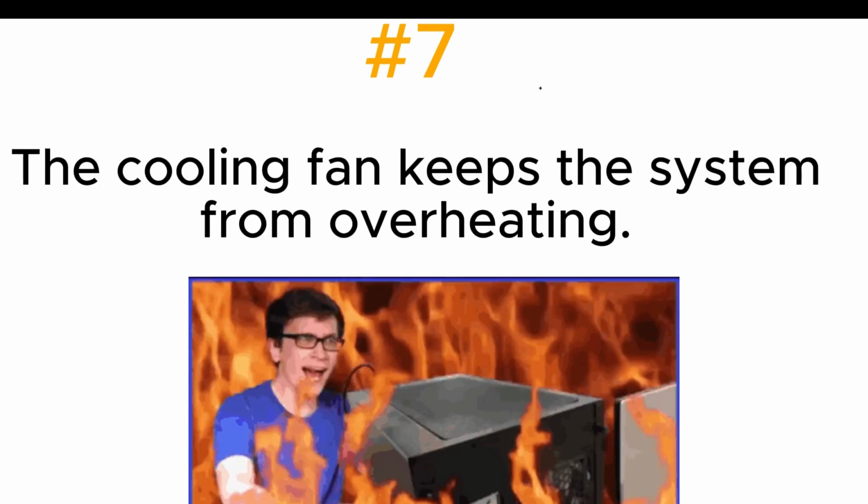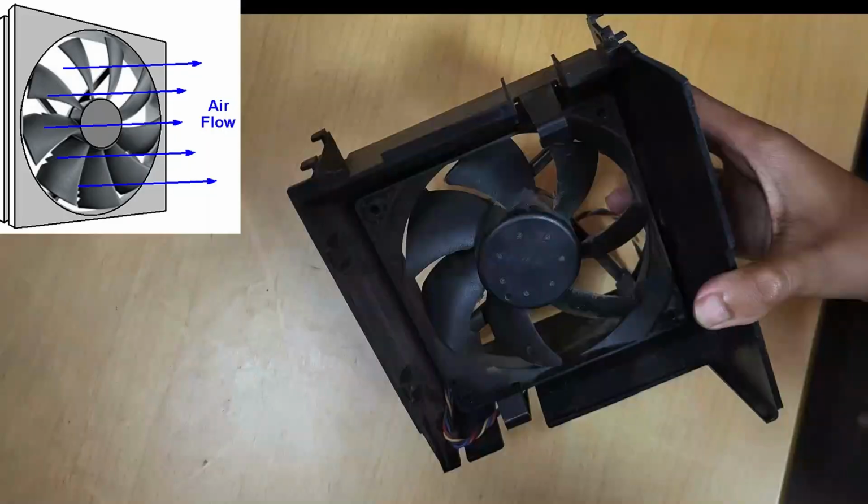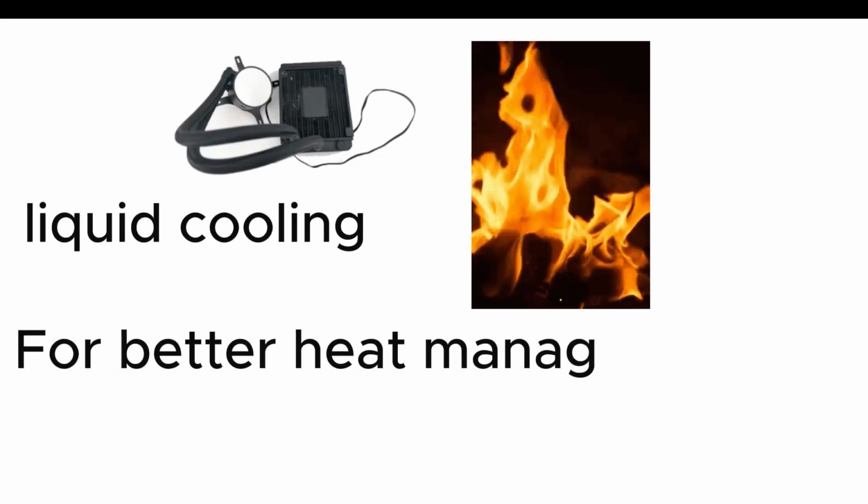The cooling fan keeps the system from overheating. Some areas, like the CPU, can become very hot, so fans push out hot air and bring in cool air to prevent performance slowdowns or damage. High-performance systems may use liquid cooling for better heat management.